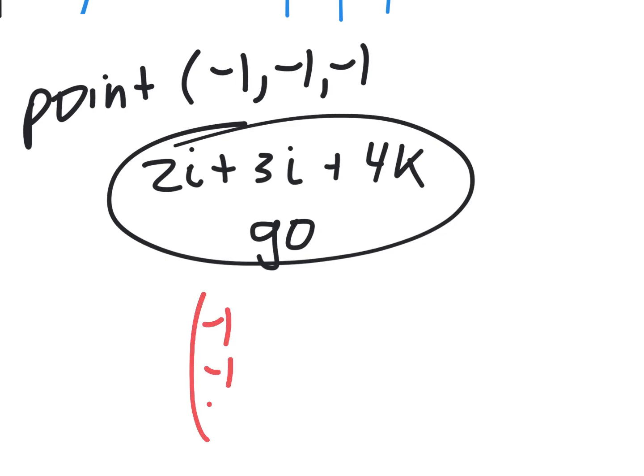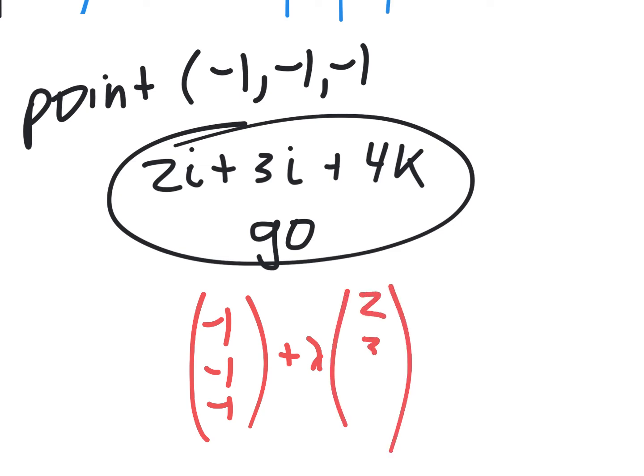Just say -1, -1, -1 first. Good. What comes next? Always. Every single time. Plus. And then they can change this variable, but I bet you used lambda. That was good. And then it's 2, 3, 4. Does that make sense to you?